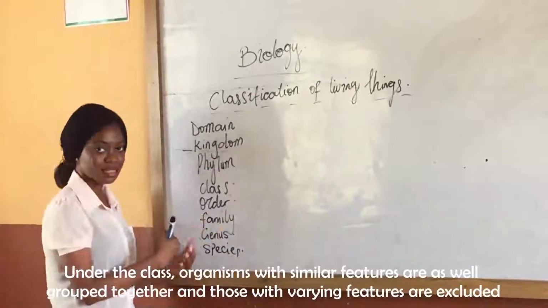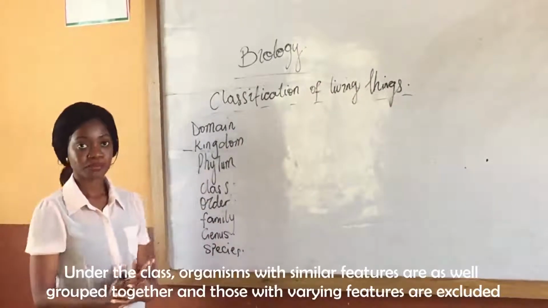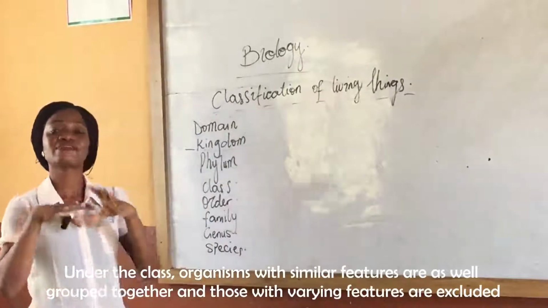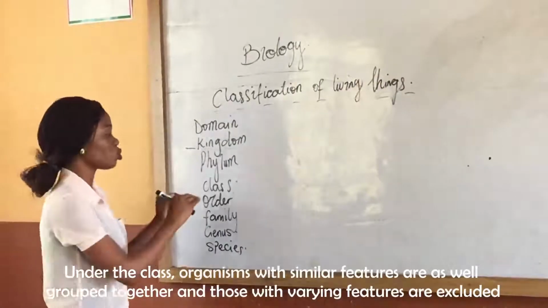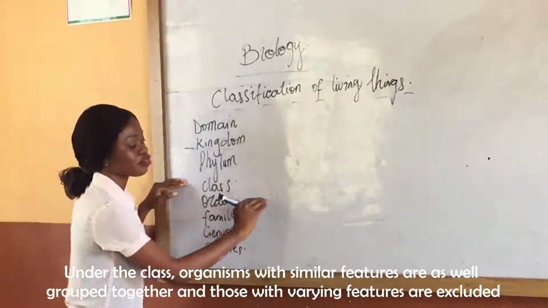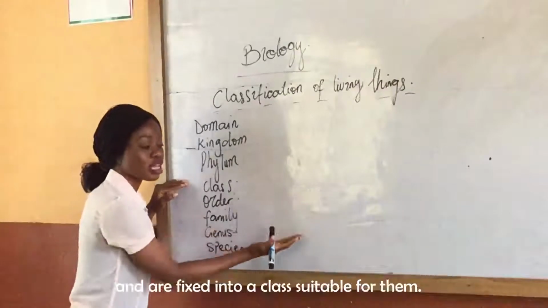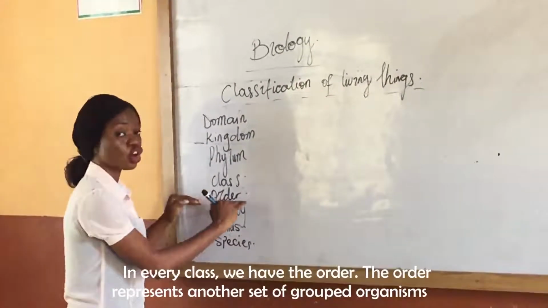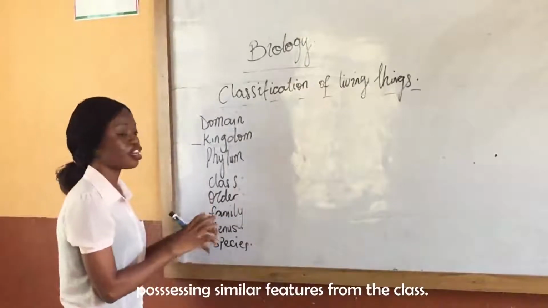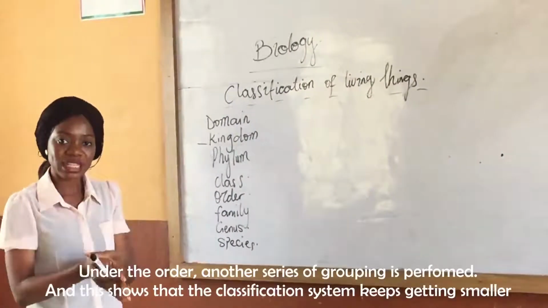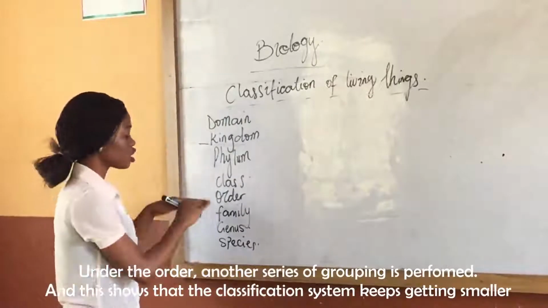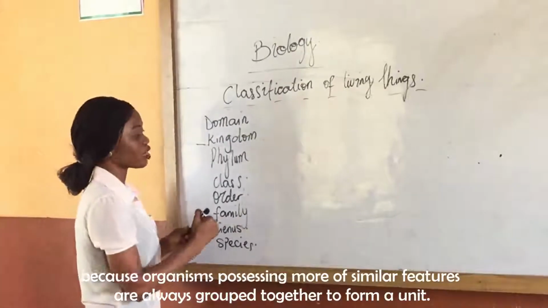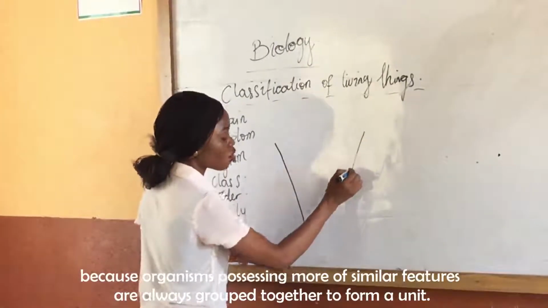Then coming down to the class, we also group them, and a series of organisms that have similar features will be grouped in a particular class. Others with varying features will go to a class suitable to them. Then in every class, we also will have the order. We have the order. So groups of organisms are grouped again from the class. They are grouped into what? The order. When we come to the order, they are grouped again.